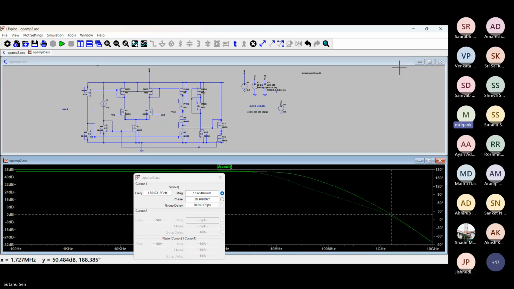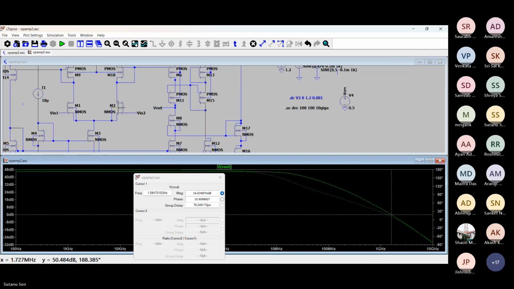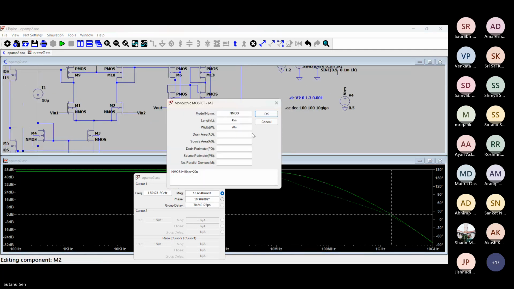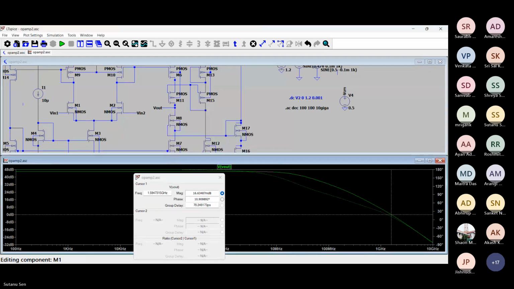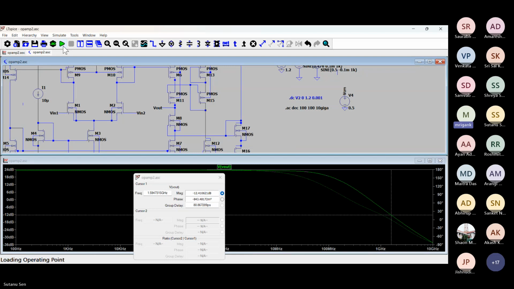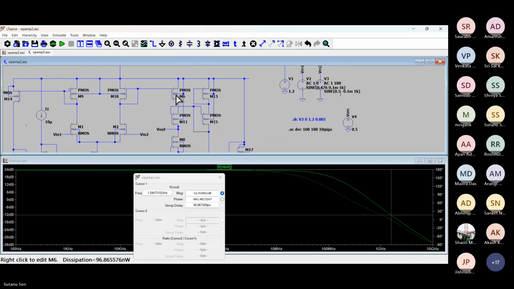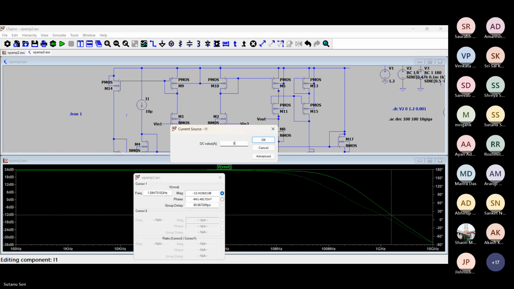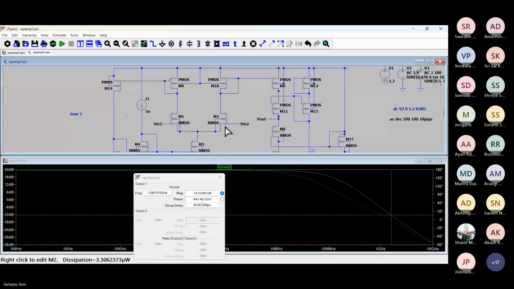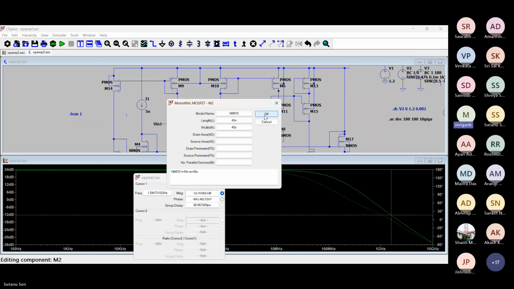So what is the size of the input device? You can increase it further, make it maybe 40. Output side, let's see the output stage dimension. You can reduce the current, make the current 5 micro. Output side, show me the dimension.